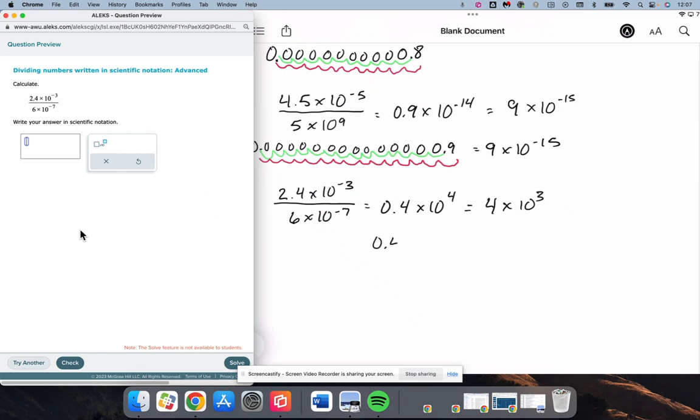So 0.4. Put it in standard form, 1, 2, 3, 4. And I'm going to put it back in scientific notation. 1, 2, 3. So 4 times 10 to the power of 3.